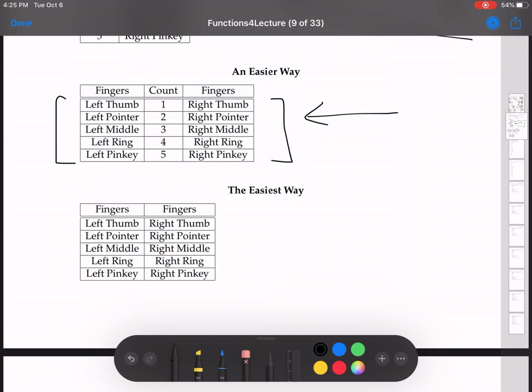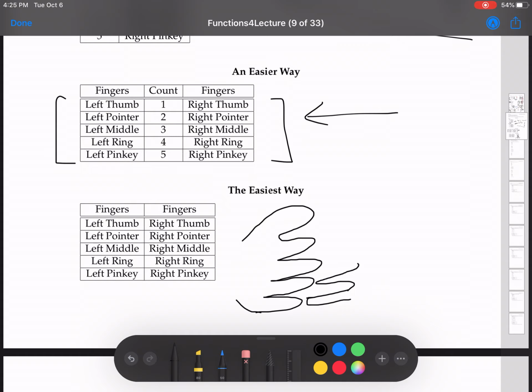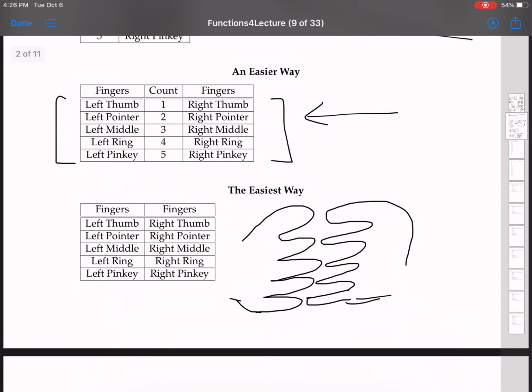Let me draw this thing. You've got your pinky, ring, middle, pointer, thumb, and then you've got your pinky, ring, middle, pointer, thumb, like that. You see how you can put them together? That's a bijection. The fact that you can put them together like that and make a bijection is why you have the same number of fingers on each hand, not because if you count them, you get 5. And that's the bijection rule.